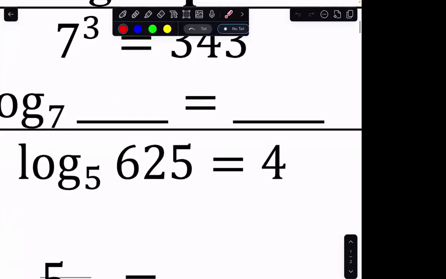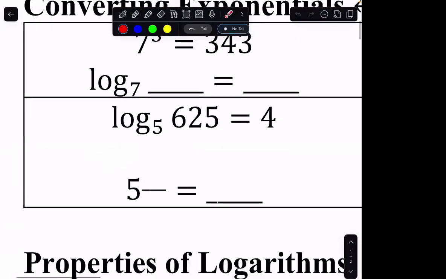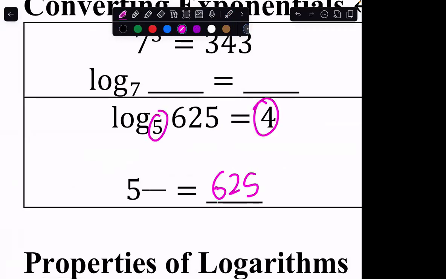But we want to understand the exponential equation that fits this, right? So the base is 5, and it's trying to turn into the argument of 625. So the exponent that you put on the 5 to turn it to 625 is 4. All right, so that's what I want you to do. Fill in the blanks to come up with a true equation.